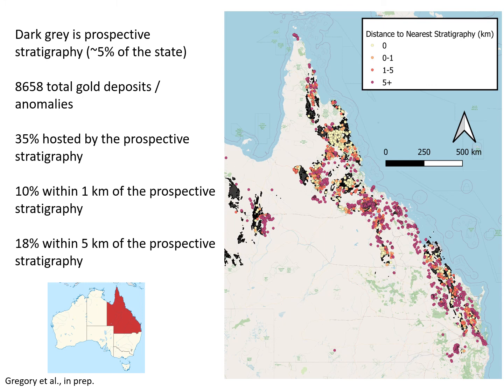So just to look at this map here, the yellow is where it's in the prospective stratigraphy. The orange is where it's within 1 kilometer of the prospective stratigraphy. The red is 1 to 5 kilometers, and the purple is greater than 5 kilometers from prospective stratigraphy. That being said, this is only showing surface geology, and some of that prospective stratigraphy could be at depth and still a viable source of gold.